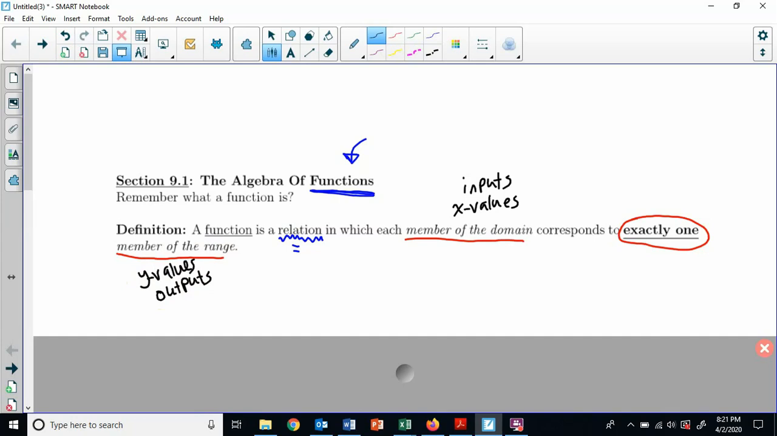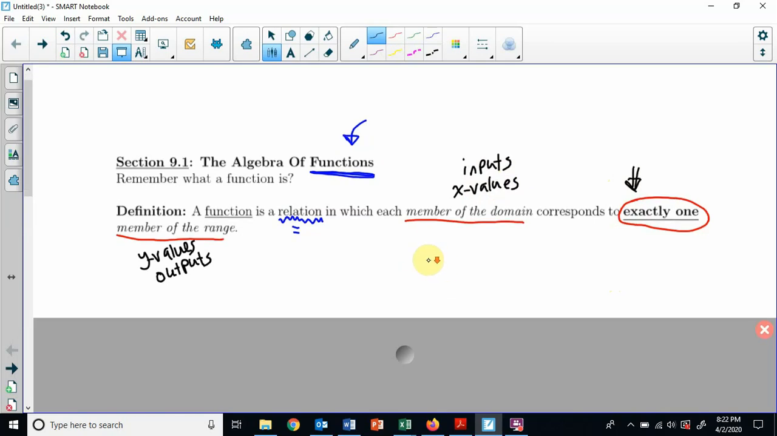So what a function is, it's just a special relationship between x values and y values. And what's the special relationship? Each x value has only one y value. Okay, no x values can be two-timing. Every x value has to be matched to only one y value.